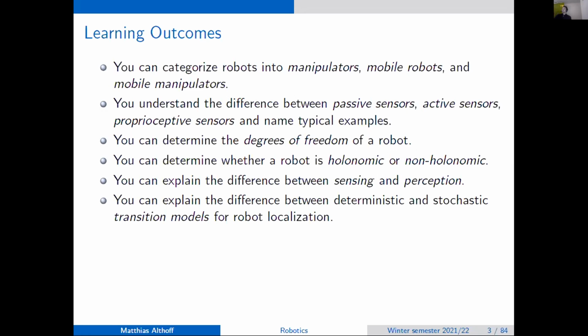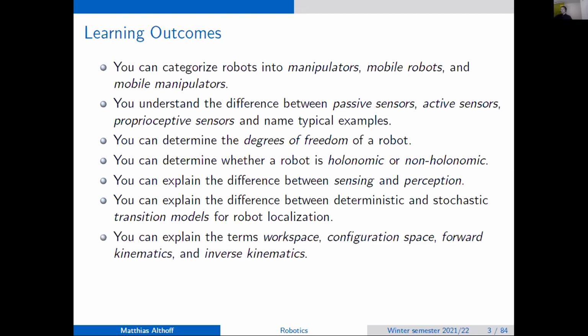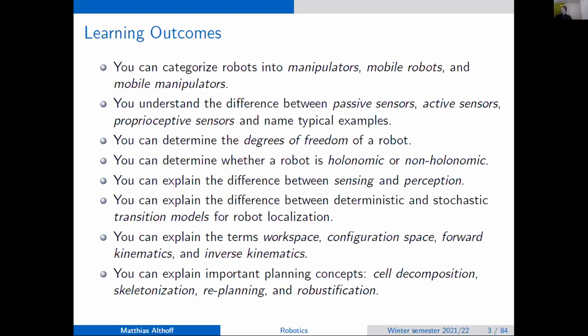You can explain the difference between deterministic and stochastic transition models for robot localization. That should be easy for you because we talked a lot about deterministic and stochastic transition models when we talked about Markov decision processes or reinforcement learning. You can explain the terms workspace, configuration space, forward kinematics, and inverse kinematics. This will be important for motion planning of robots. And you can explain important planning concepts like cell decomposition, skeletonization, replanning, and robustification. And finally, you can explain the basic concept of feedback control.